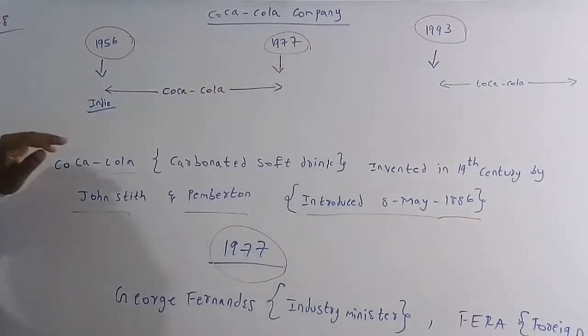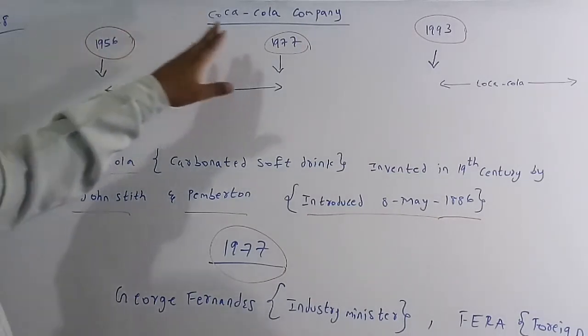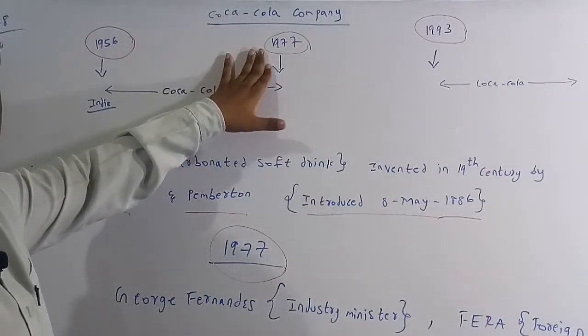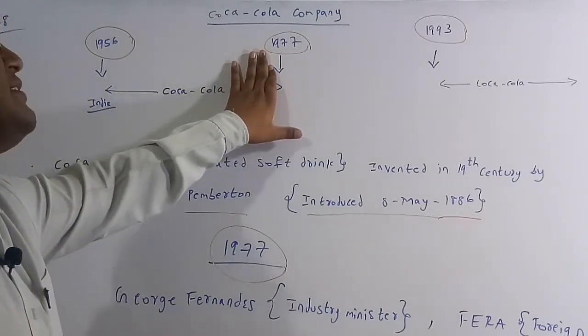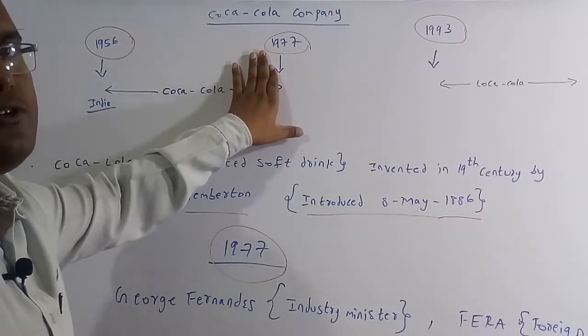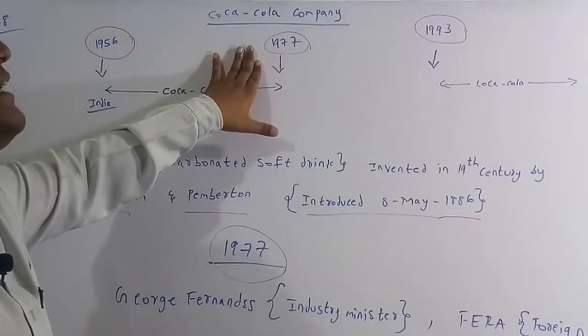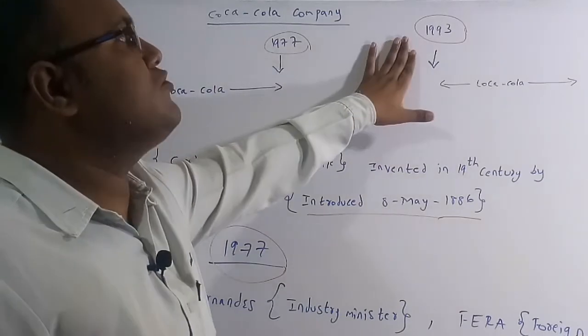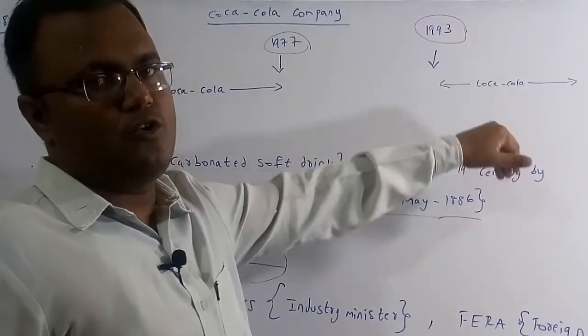So finally I can conclude that it came to India for the first time in 1956 and it left India in 1977 because of the FERA rules, the Foreign Exchange Regulation Act, which meant it had to tell even its secret formula to the government, but it did not. That is the reason it left India in 1977 and again came back to India in 1993. Up to now the Coca-Cola company is present in India.